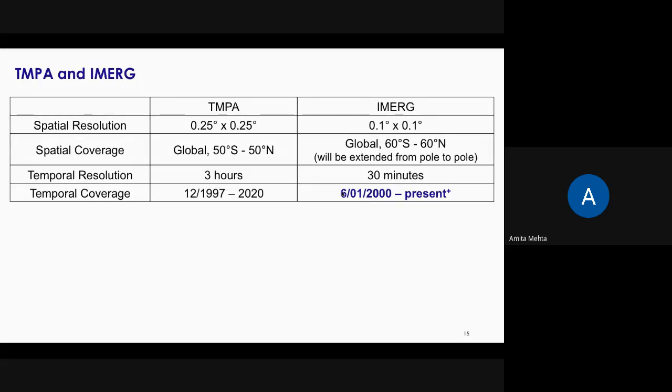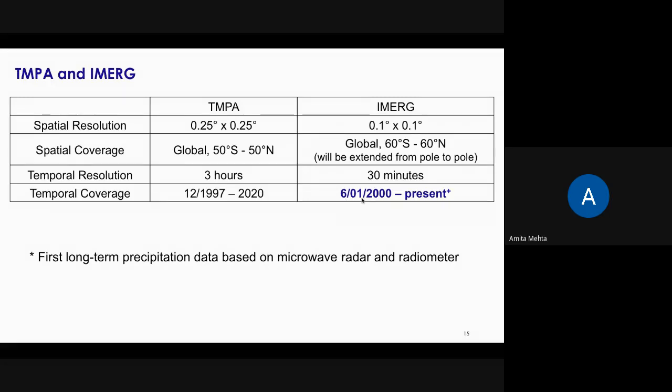Now, there is a new product that came out last year. This is the first long-term precipitation data based on microwave radar and radiometers. So combining TRMM and GPM observations, so TMPA and iMerge, they have been extended back to June 2000. So this is really about a 20-year data set that can be used for understanding climate variability during this period.